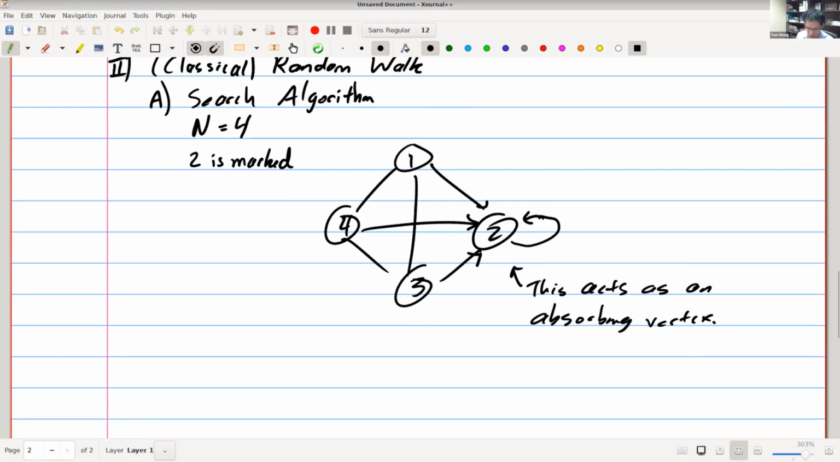So what we're going to do is a random walk on this graph where vertex 2 is marked. So it's an absorbing vertex, and we're going to work out what happens. Again, we start off in our initial state where we start at a vertex at random. So initially, the walker has a probability of 1/4 of being at each vertex.